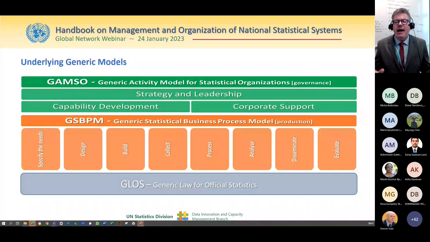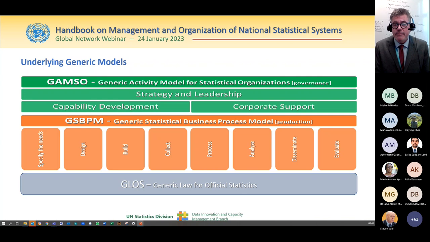Now, the underlying model: when we started to draft this handbook, we had to think about a structure, so about some models that were available. The three models that have been used as the backbone of the handbook were developed a while ago by UNECE, but are now implemented in all regions. First, we have the GLOSS, which is the Generic Law on Official Statistics. And the GLOSS is very close to the Fundamental Principles of Official Statistics, of course.